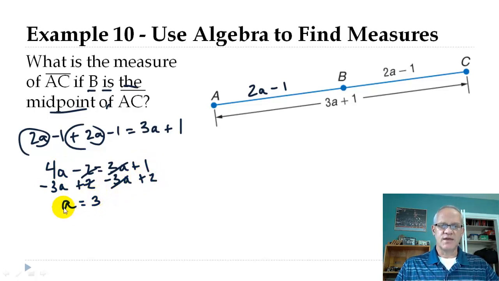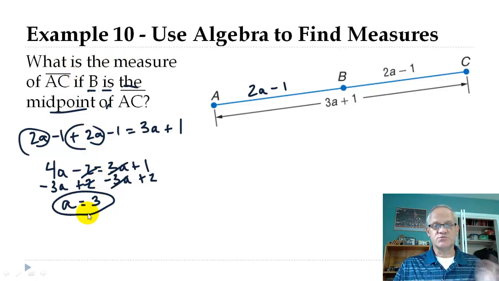Now, did they ask us what A is? Was that the thing that they were asking for? They said, what's the measure of AC? So again, nope. We solved this. We needed to solve it, but that's not our answer. We have to plug it back in. What are they asking us for?